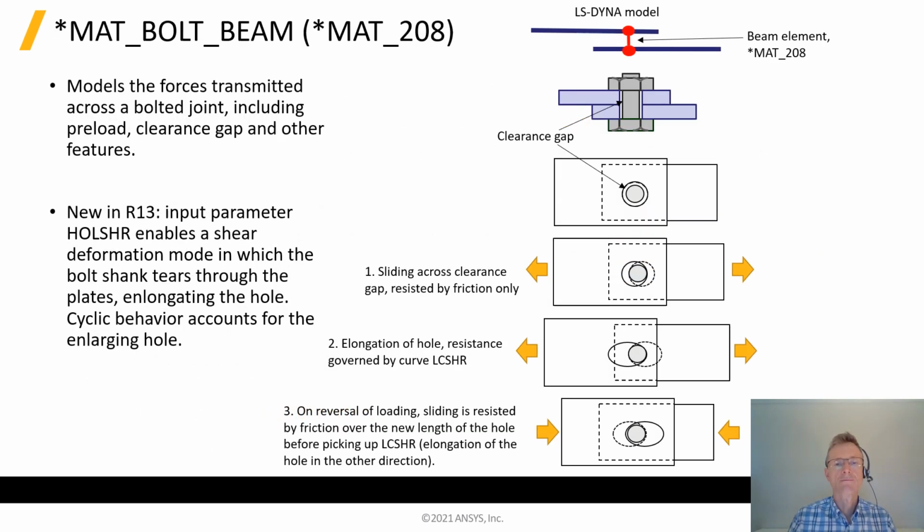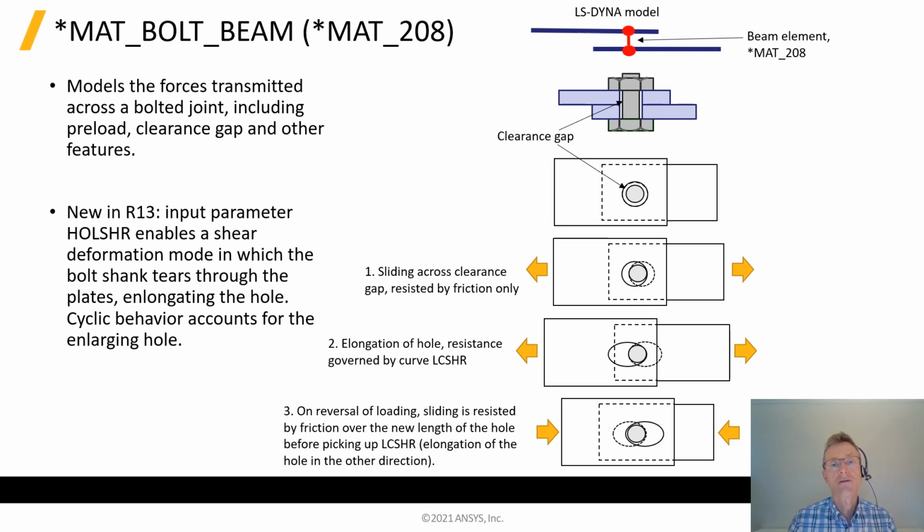MAT_BOLT_BEAM models a bolted joint with a single beam element, and it includes inputs to model preloads, clearance holes, sliding against friction, and so on. It was available in previous releases, but the new feature here is an option to model the bolt tearing through the sheets, producing an elongated hole.